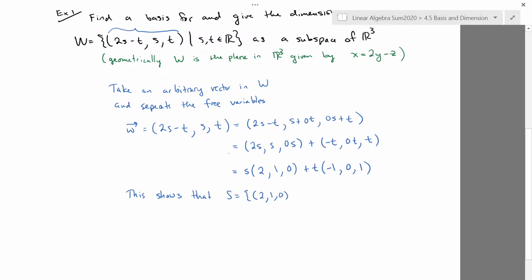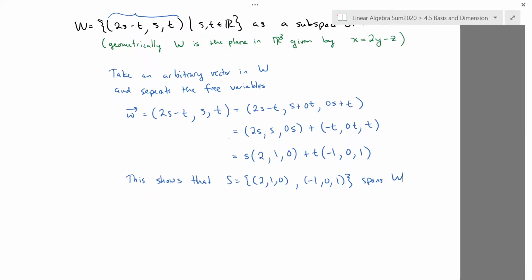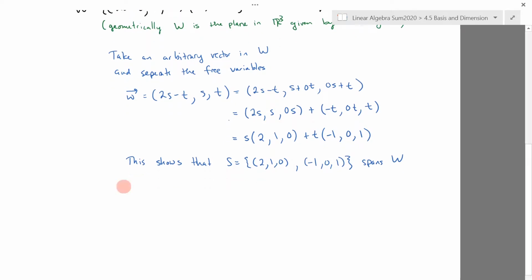So our two vectors 2, 1, 0 and minus 1, 0, 1 span W, right? Because again, W is arbitrary, so that means that any vector in W is now written as a linear combination of these two vectors. Okay, so this set spans W. Now to show that this set is a basis, I need to show linear independence.